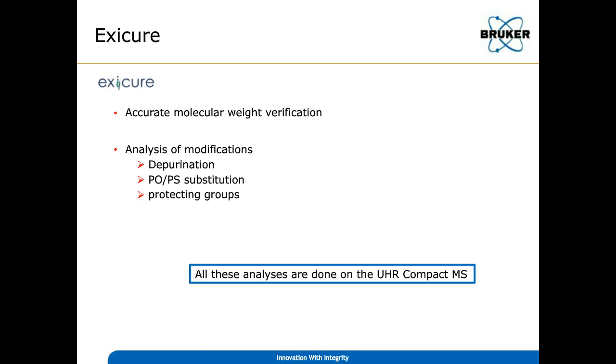The bulk of the oligonucleotide samples are analyzed for accurate molecular weight verification. There are numerous modifications within the sequences, however, that are specifically monitored based on theoretical mass, followed by determination of the contaminant when this mass is not within the specified limit. For example, depurination, a PO to PS substitution, or protecting groups, all are examples of modifications. These analyses are done on the ultra-high resolution compact mass spectrometer.